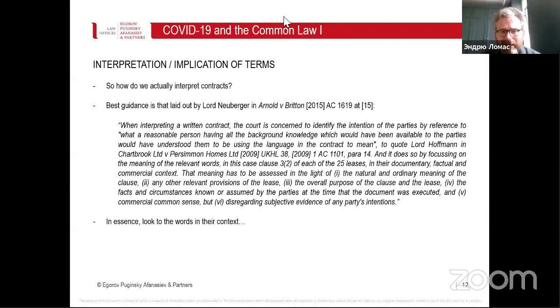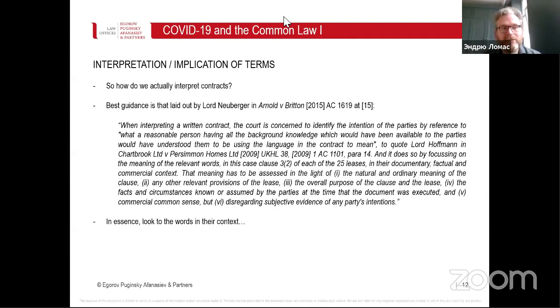And he says, the meaning has to be assessed in the light of 1, the natural and ordinary meaning of the clause, 2, any other provision of the lease, 3, the overall purpose of the clause, and in this context, he's saying lease, but he means agreement because the underlying contract here is a lease. So the overall purpose of the clause and the agreement. 4, the facts and circumstances known or assumed by the parties at the time. And 5, commercial common sense. But 6, disregarding subjective intention.